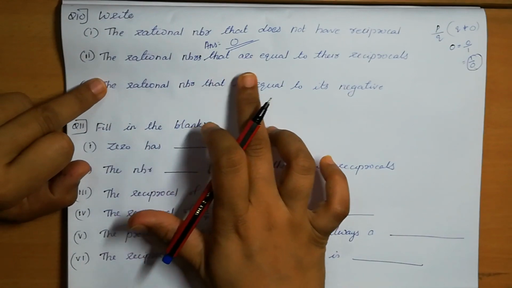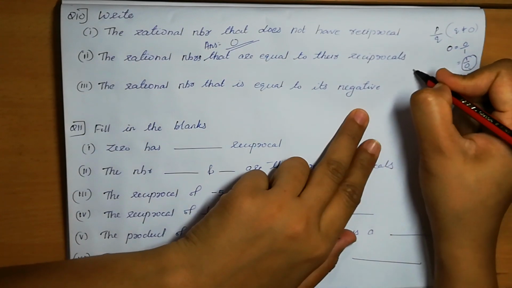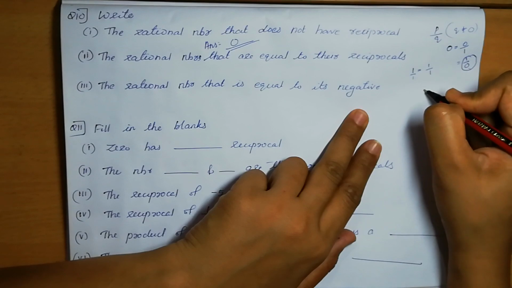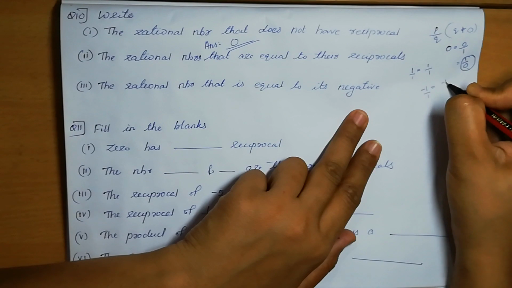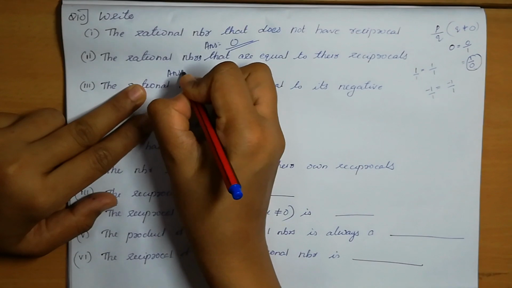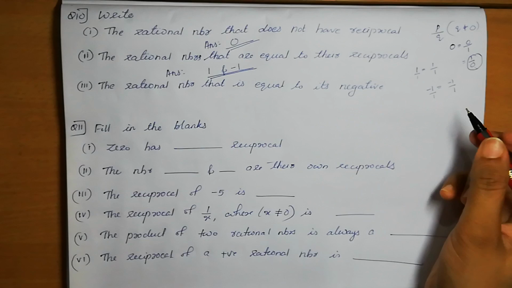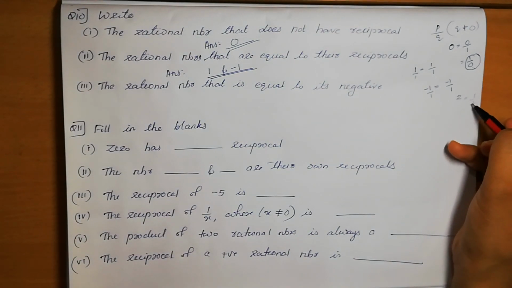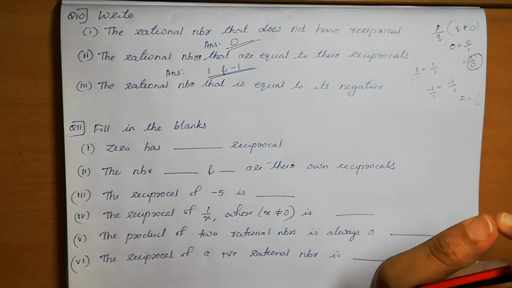The rational numbers that are equal to their reciprocal. So what is the reciprocal of 1? 1 means 1 by 1, and the reciprocal is also 1 by 1. Minus 1: the reciprocal of minus 1, which is minus 1 by 1, is also minus 1 by 1. So what are the numbers? 1 and minus 1. These two have reciprocals equal to themselves. If you take 2, the reciprocal of 2 is 1 by 2 only, not equal. So the rational numbers that are equal to their reciprocals are 1 and minus 1.